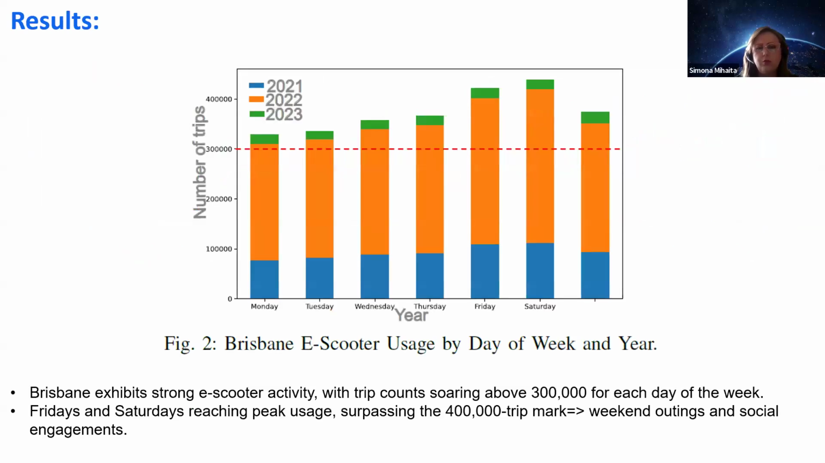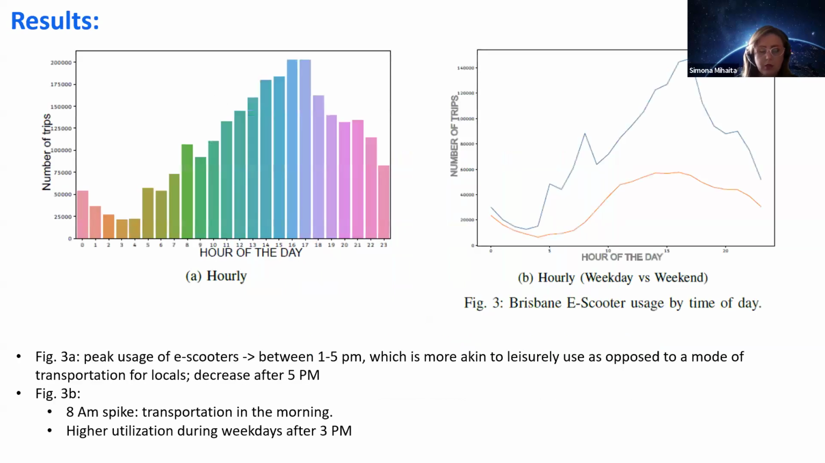When we started grouping this by day of the week, from Monday to Sunday, we realized that there's definitely strong activity. For each day, the majority of the trips were above 300,000. Fridays and Saturdays reach the peak usage in terms of e-scooter activity, for some reason, maybe due to weekend outings, maybe social events, etc. So there's definitely a trend which is influenced by patterns regarding the working week.